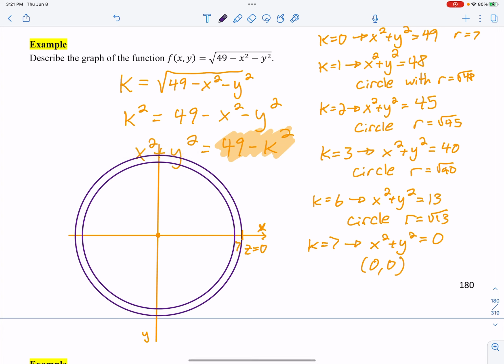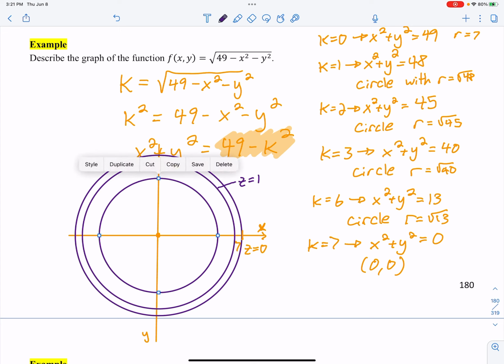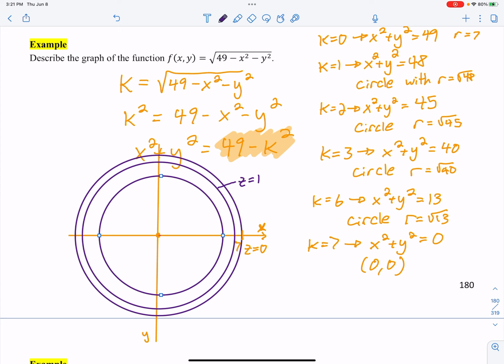There we go. Okay, this one is z equals 1. The next one, square root of 45. So this is going to be going a little... The gap is not the same, but it's bigger, right? So that was z equals 2. And then if I jump to z equals 3, it's a square root of 40.